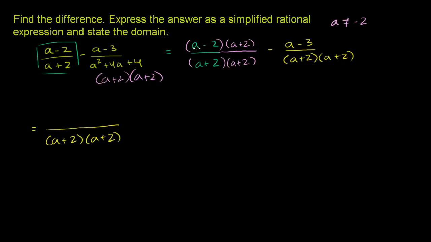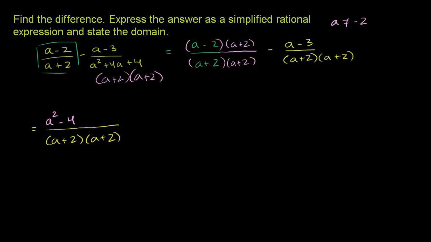Now, this numerator, if we have a minus 2 times a plus 2, we've seen that pattern before. We can multiply it out if you like, but we've seen it enough, hopefully, to recognize that this is going to be a squared minus 2 squared, or a squared minus 4. You can multiply it out. The middle terms cancel out. The negative 2 times a cancels out with the a times 2, and you're just left with a squared minus 4. That's that over there.